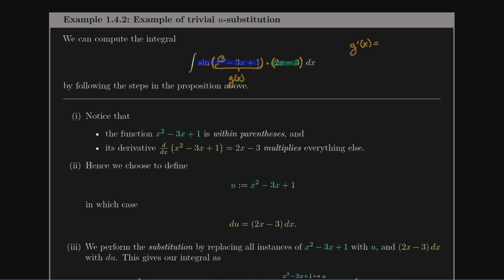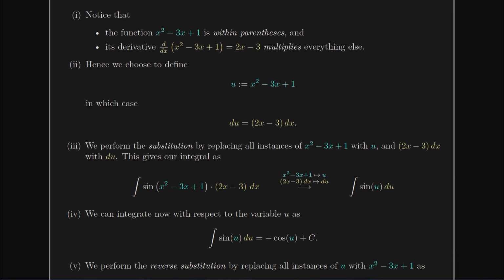Well, the power rule says take that 2, put it out front. We're getting 2x minus, well, the derivative of x is just 1, so 2x minus 3, and the derivative of 1 is 0. And so g prime of x ends up being 2x minus 3, which, lo and behold, is exactly what we have multiplied everything by, which means we can represent this as the integral of sine of g of x times the derivative of g of x dx. And it makes it quite clear that we want to choose this g of x, or x squared minus 3x plus 1, as our variable u.